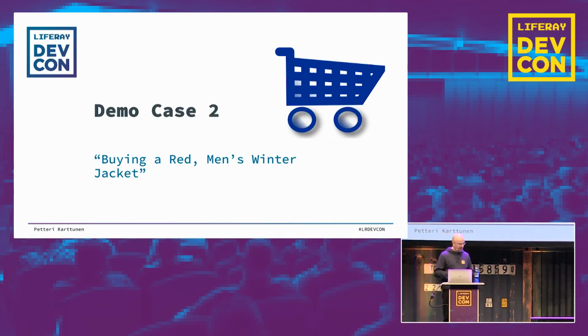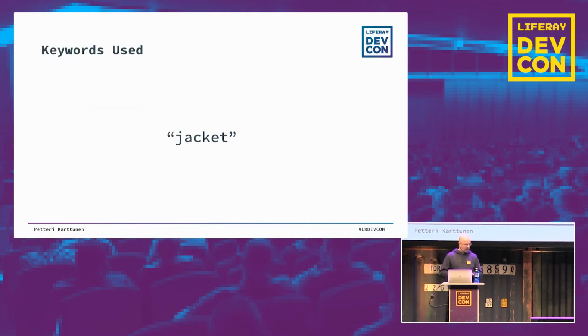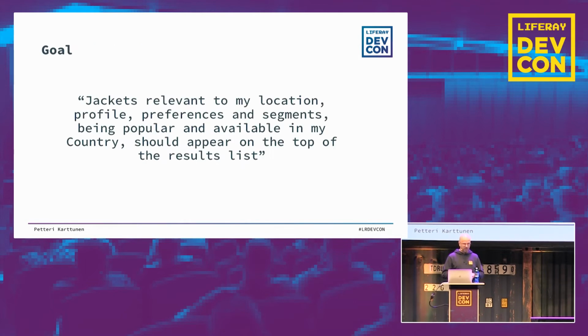Okay, so the next demo case is a bit more complex. I'm here simulating search experience in a web shop. So there is a customer searching for jackets, and we use context awareness and personalization to make good guesses what this person might be looking for. I'm again using just a single keyword, jacket, and my goal is that jackets relevant to my location, profile, preferences, user segments, being popular and available in my country should appear on the top of the results list.